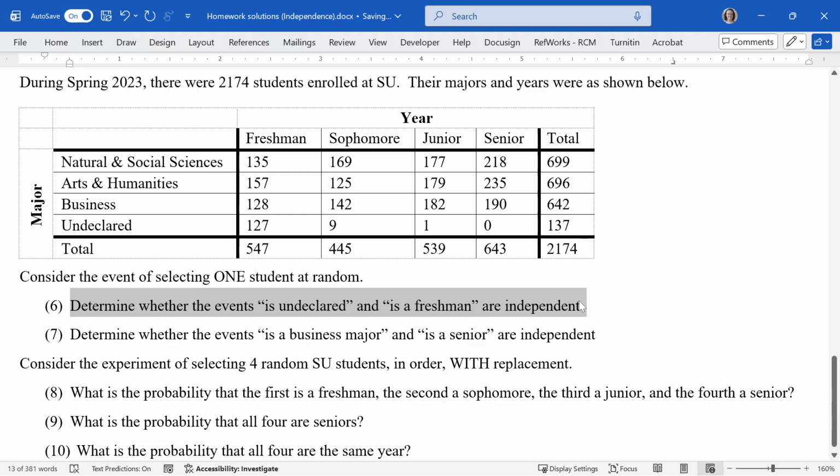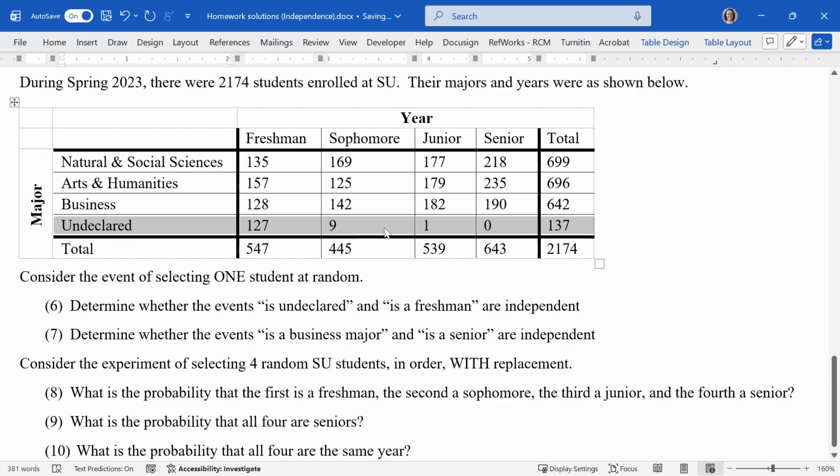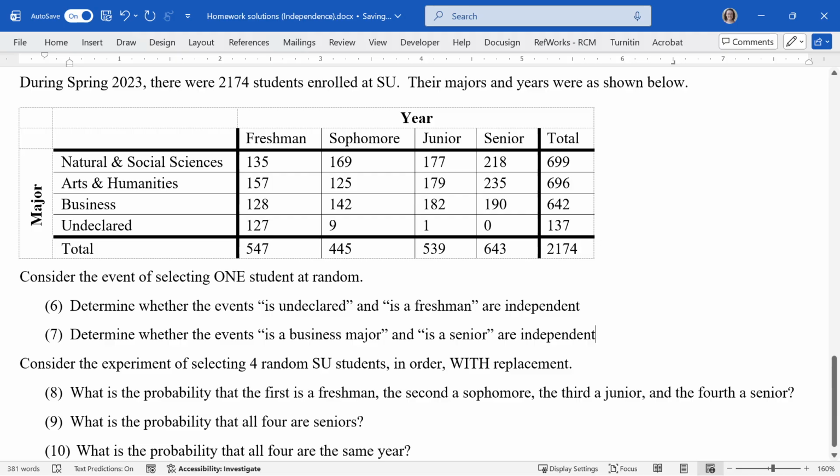Now just think about this for a second yourself. If you knew that someone was a freshman, would that change the likelihood that they have an undeclared major? Look at these numbers right here. There's 127 undeclared freshmen, but only 9 sophomores, 1 junior, 0 seniors. So yeah, knowing that they're a freshman, it should make it more likely that they're undeclared, actually. There were almost as many undeclareds as there were business majors. So these are definitely not independent.